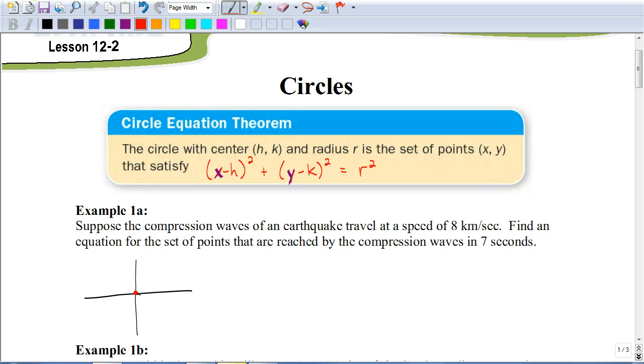Now they don't say the radius of the circle is such and such. We have to figure that out. We know that the speed that the compression waves are traveling is 8 kilometers per second. And we want to come up with an equation that would represent the set of points that are reached by the compression waves in 7 seconds. Well, recall from geometry that distance is found by taking your rate times your time. Our rate in this case is 8 kilometers per second. Our time in this case is 7 seconds. So 56 kilometers is our distance. So that's going to be the radius of our circle.